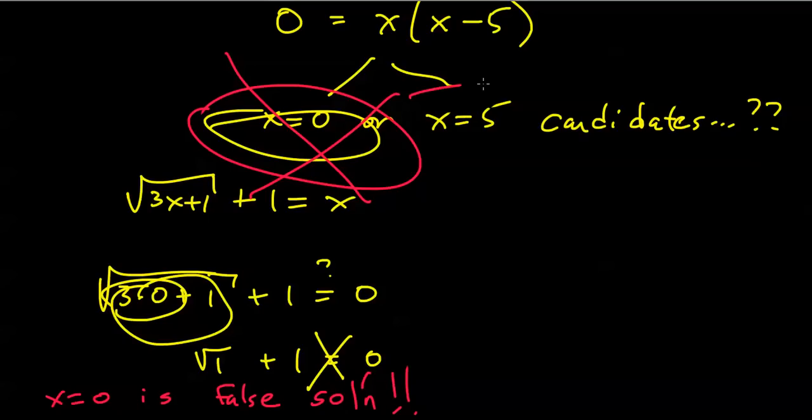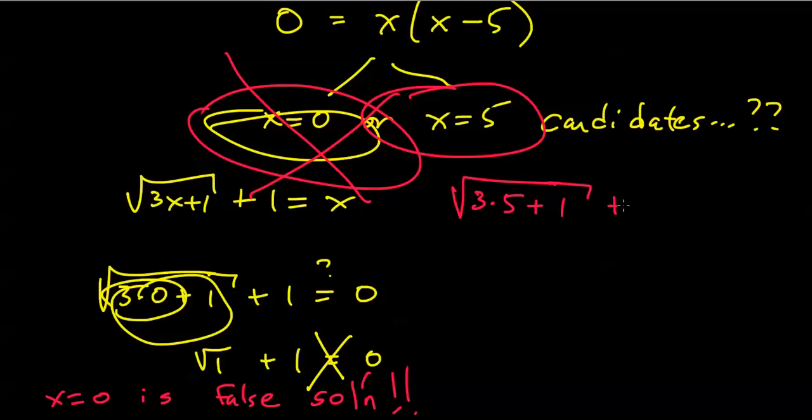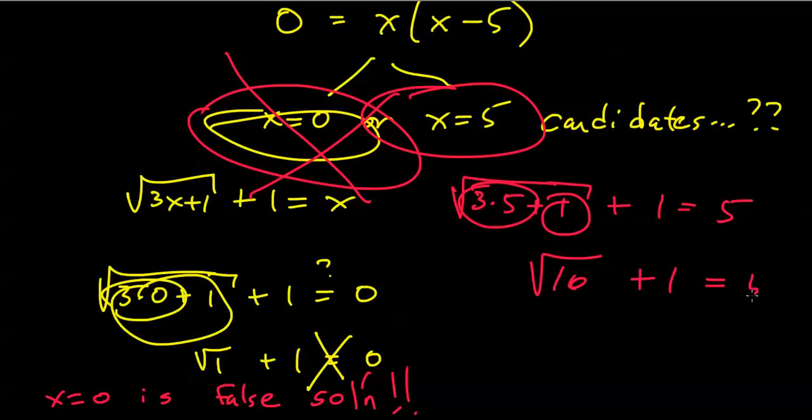How about x equals 5? Well, we'll have to check it out. The square root of 3 times 5 plus 1 equals 5. Let's see if that works. 3 times 5 is 15. 15 plus 1 is 16. So I have the square root of 16 plus 1. And is that equal to 5? Of course it is. The square root of 16 is 4. And 4 plus 1 equals 5. So indeed, that does check.